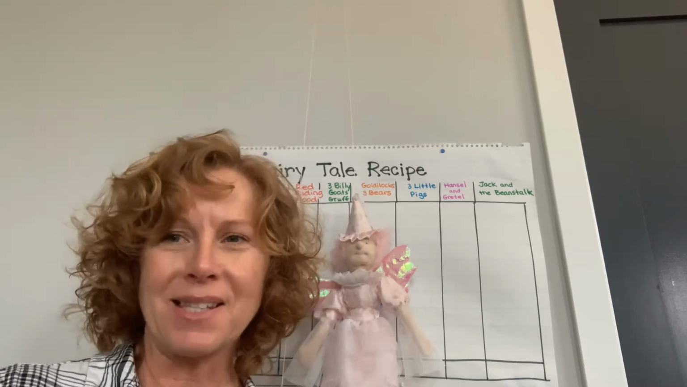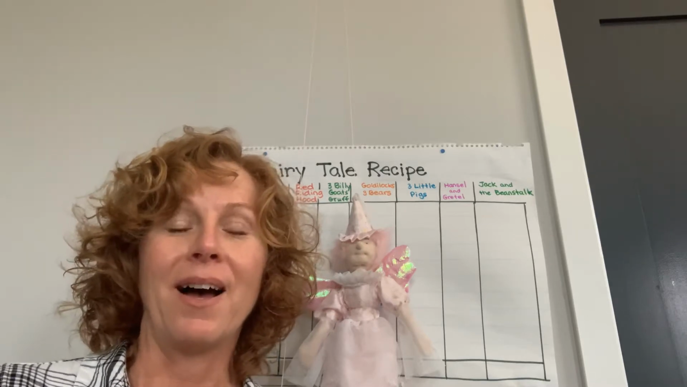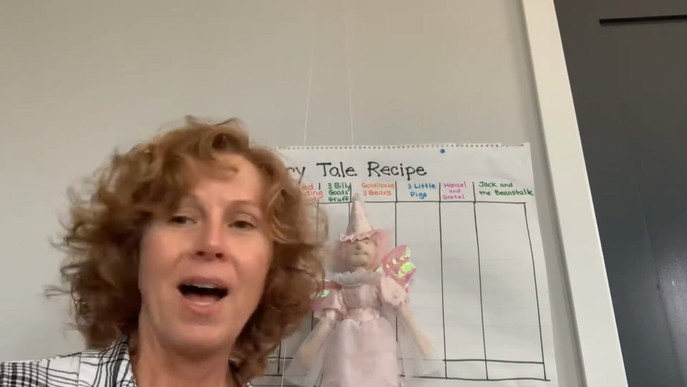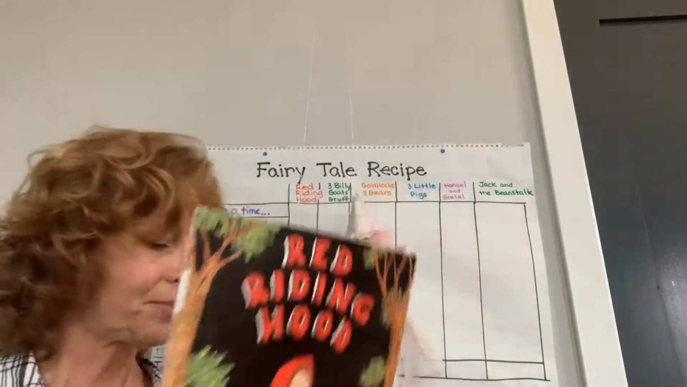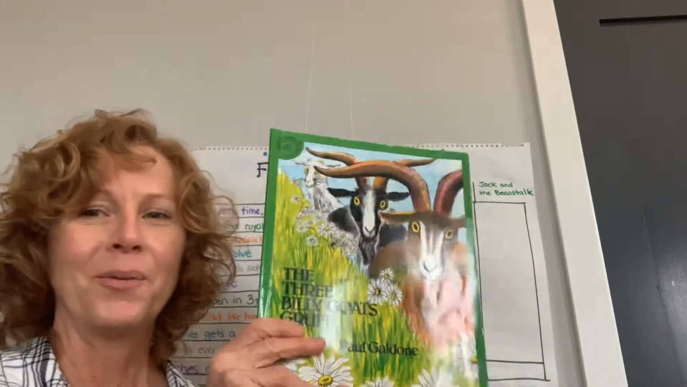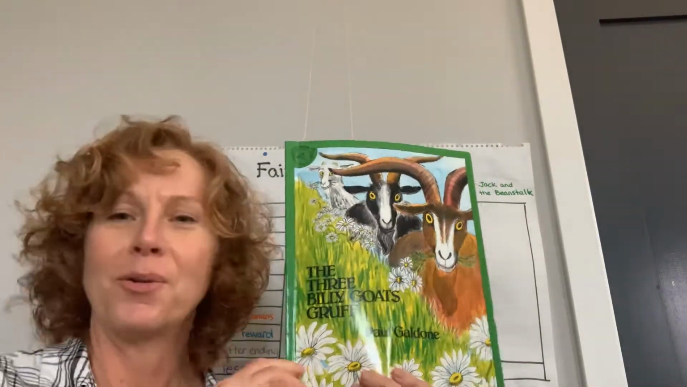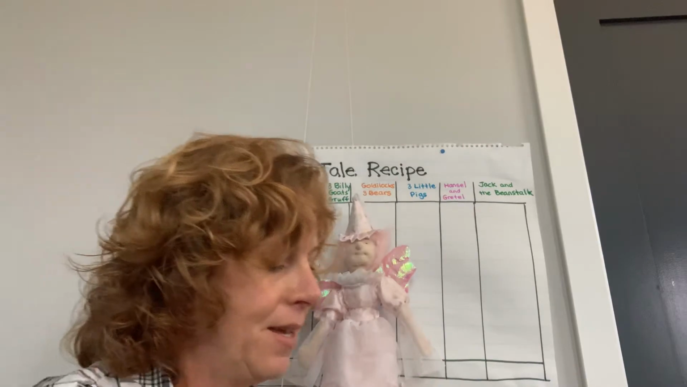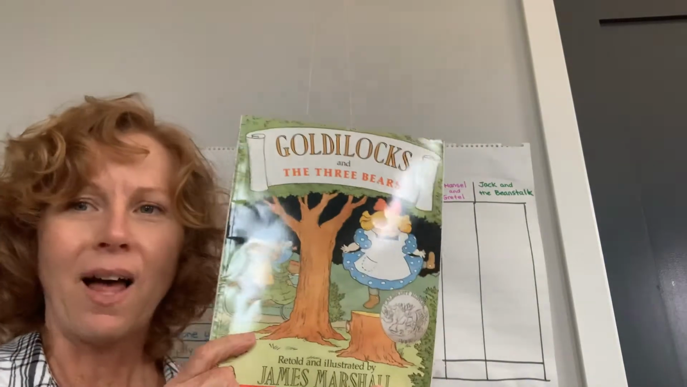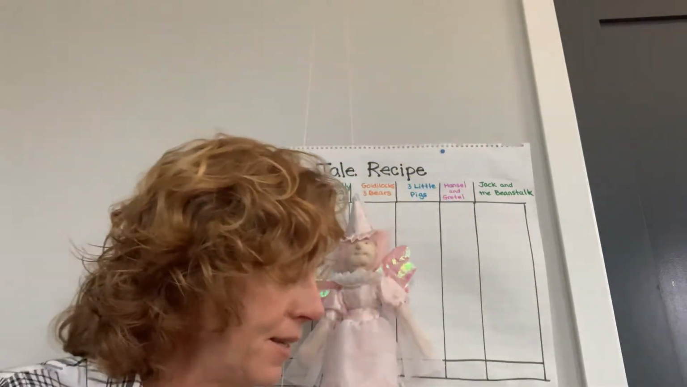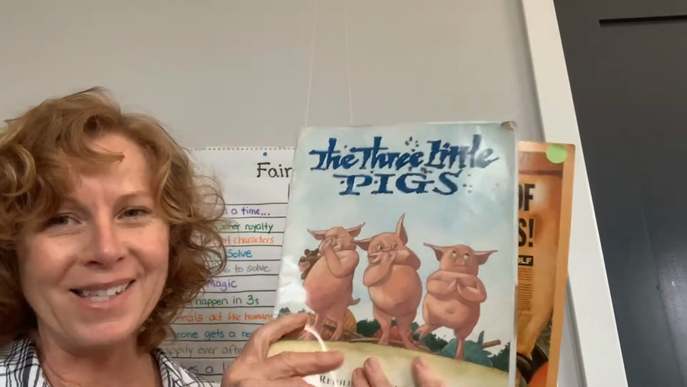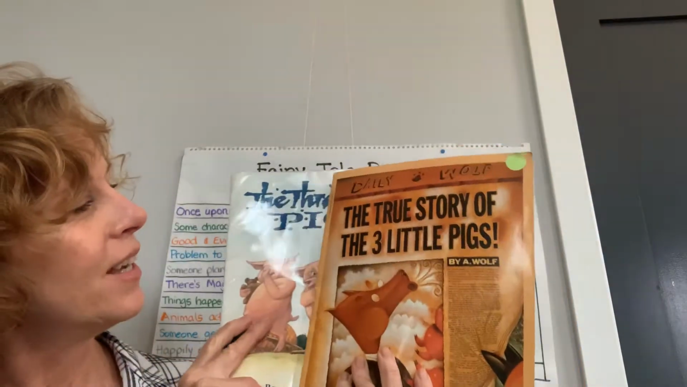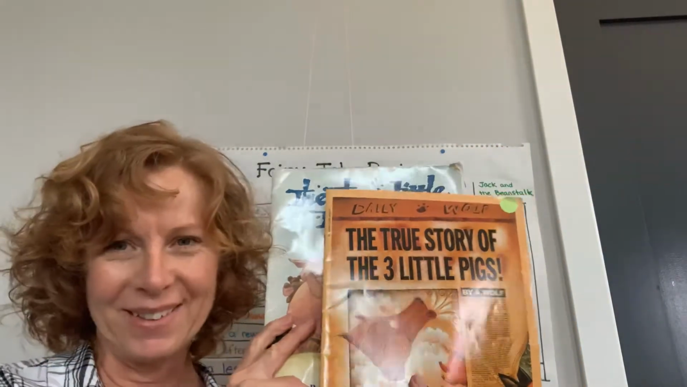The next 6 lessons, we're going to be reading some different fairy tales. Today we're going to read Little Red Riding Hood. We're also going to read The Three Billy Goats Gruff next time. Goldilocks and the Three Bears. The Three Little Pigs and the true story of the Three Little Pigs. This is a lot of fun.